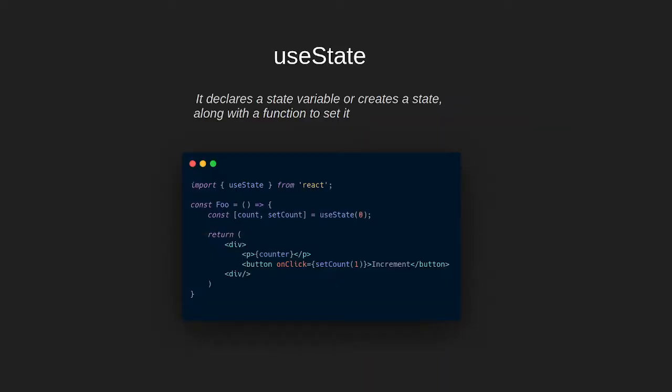Now, this is the first hook we are going to go through. It's called useState. It declares a state variable, or it creates a state along with a function to set or update it.